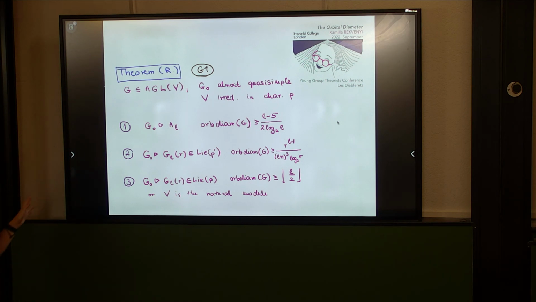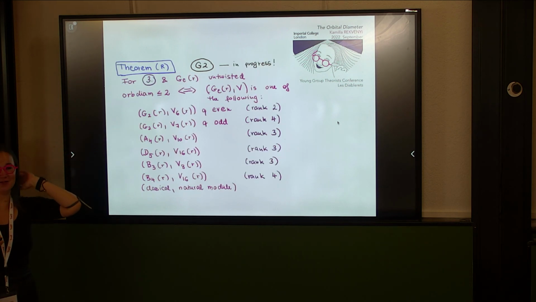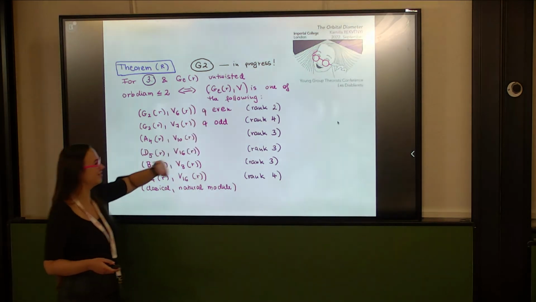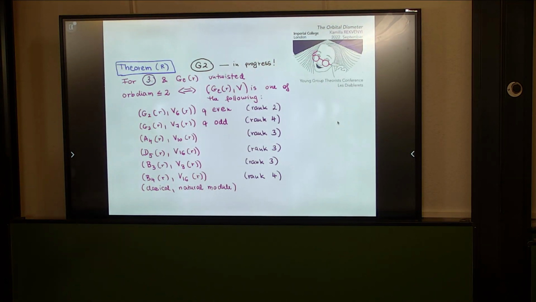So using this, the answer to goal 2 is in progress, but I will show you the answer for the defining characteristic untwisted groups of Lie type case, because that one is complete already. So we have that the orbital diameter is at most 2 if and only if the group and the vector space are one of the following. So it's either G2R, V6R, and oh, this should be an R, sorry, and R is even, in which case this has rank 2, so as we learned before, it has diameter 1.